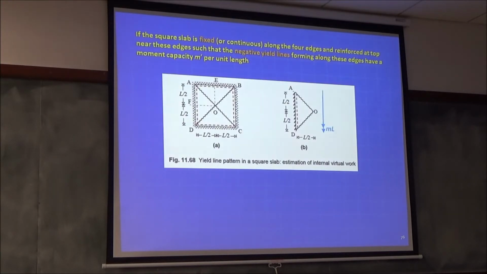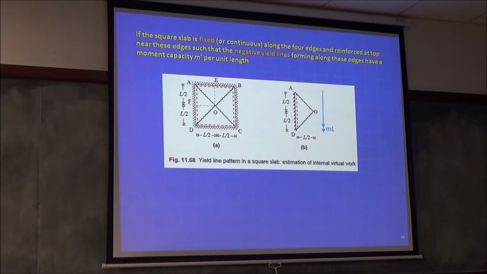Now let's say that this is fixed or continuous. So you have some negative yield lines. Tell me what change will you do now? This we've already learned. The positive yield line has this much. Negative yield line, what should you do? You should put one more arrow, right? What's the direction of the arrow?